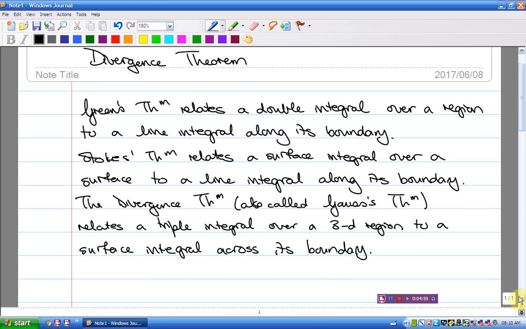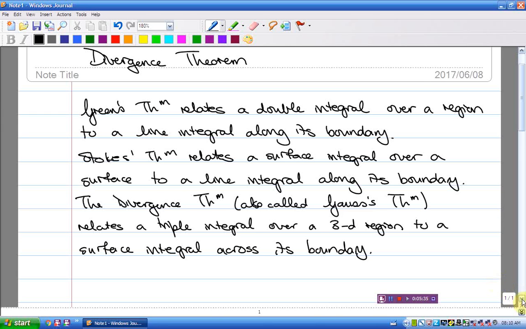So a flat region in the xy plane or in any of the coordinate planes, its boundary is a curve. A surface floating in space, its boundary is also a curve. But a 3D solid, its boundary is a surface. But it's still got that pattern of an integral of something related to differentiation equaling an integral across the boundary of the region. So there's that rough pattern. If you look at all of these formulas together, you can see a sort of family resemblance between them.